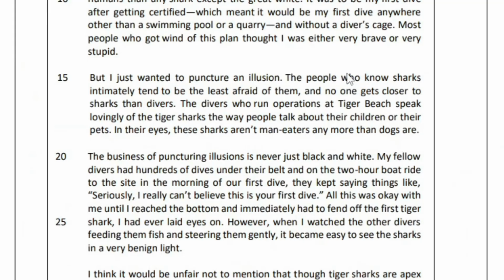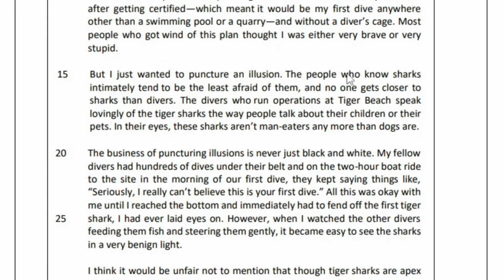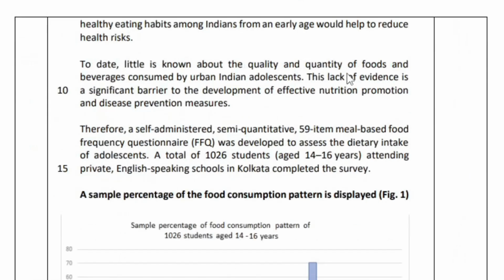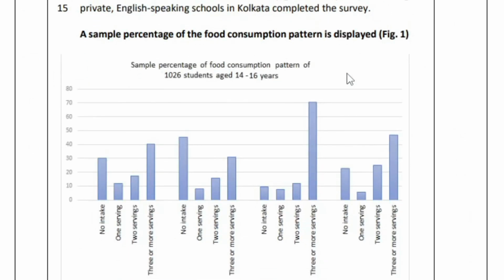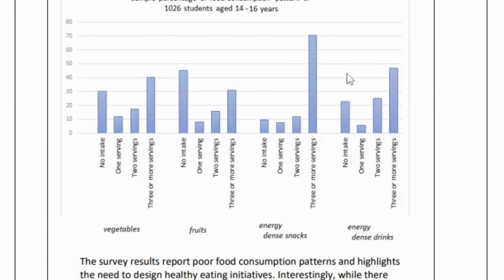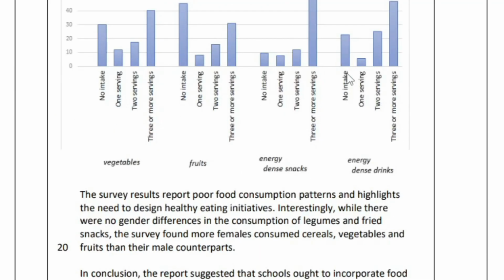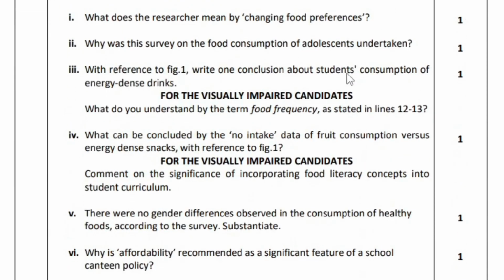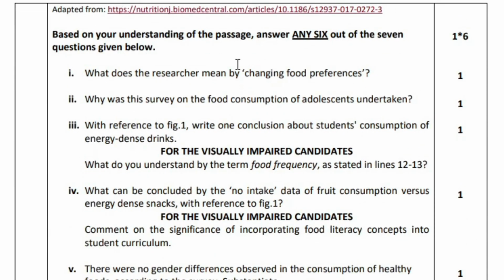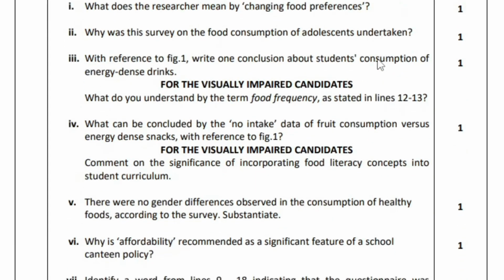The first paragraph is given for 8 marks, and then the second paragraph, see, has a lot of information given in a bar chart. So this kind of information is given in your passage number 2. So let us come to the questions. Based on your understanding of the passage, answer any 6 out of the 7 questions given. So this is for 6 marks. The earlier passage was for 8 marks. So 8 plus 6, 14 marks. Section A is for 14 marks.